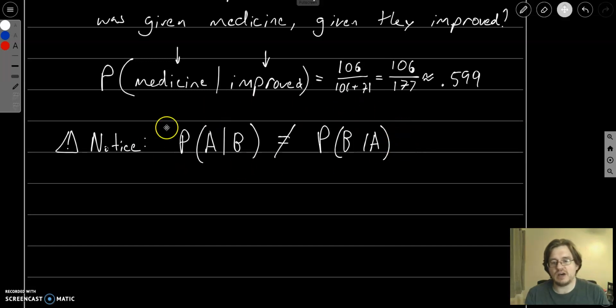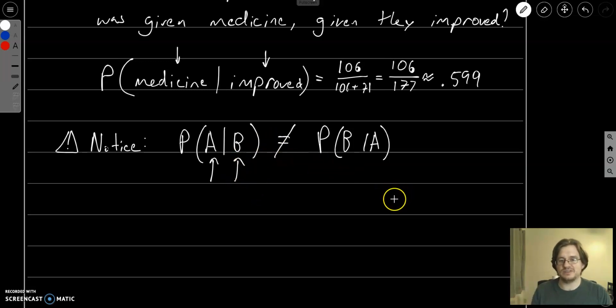This is a very, very common mistake. So it is very important that you know the order in which these go. This is the probability of A given B. And as long as you know this order, these sorts of questions should be relatively straightforward.